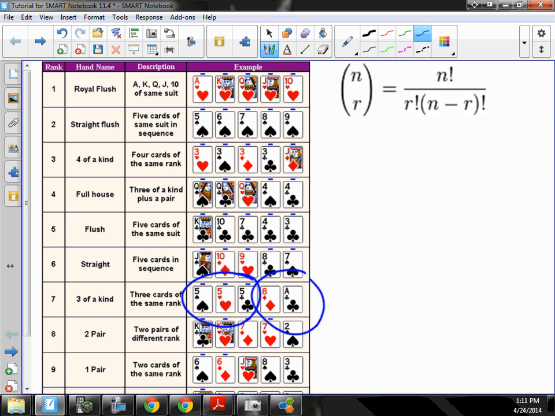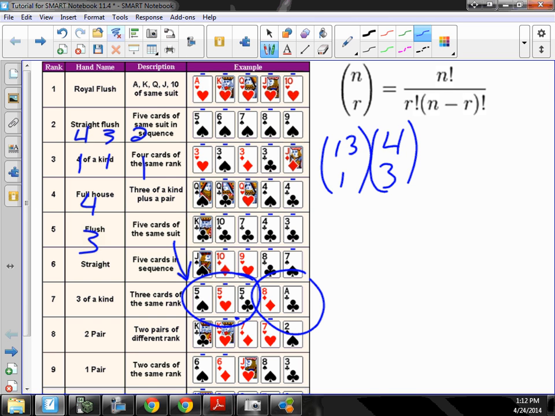Okay, so how many ways are there to choose that number? 13 choose 1. How many ways are there to pick those suits? Now wait a minute. It's either 4 choose 1, 3 choose 1, 2 choose 1, or 4 choose 3. We have to ask, if I rearrange the suits, does that change the hand? No. So I calculate them together. So of the 4 suits, 3 of them show up in that hand, in whatever order. It doesn't matter.